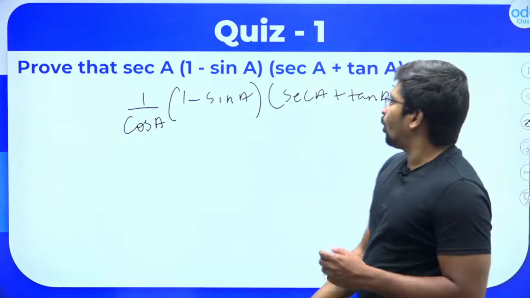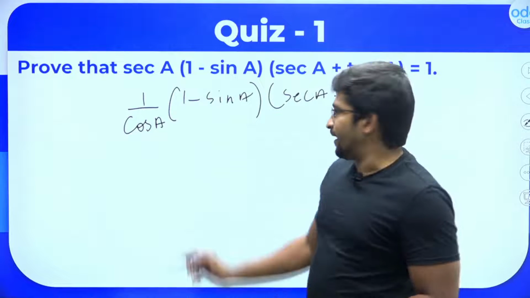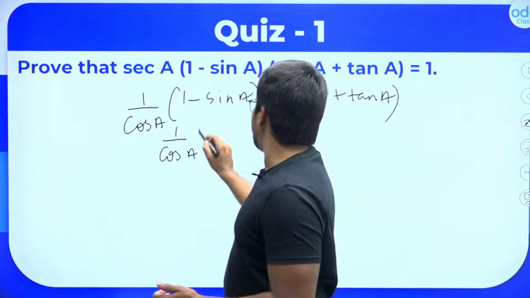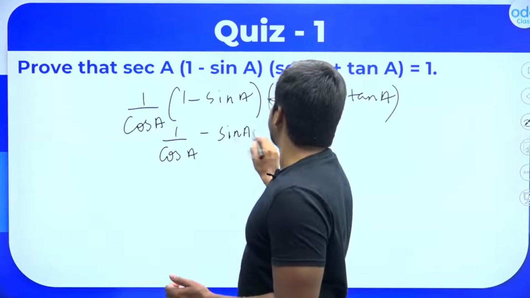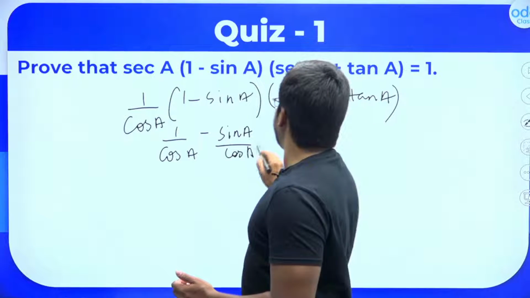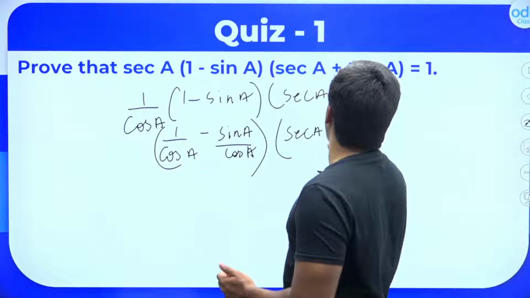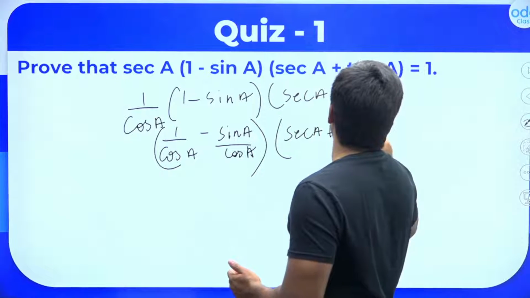Now again, let's take this 1 by cos A inside. So what does it become? This will become 1 divided by cos A minus sin A by cos A, into sec plus tan A. This is what we are going to have. Sec plus tan A. Correct?